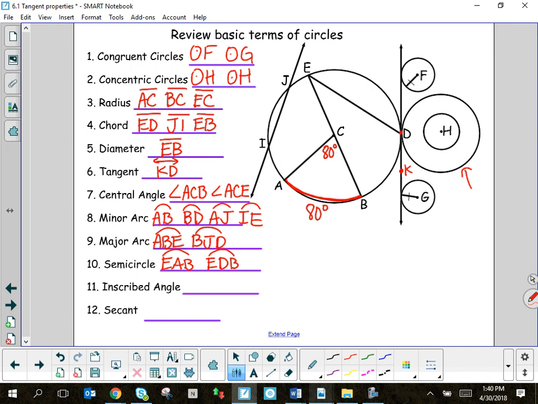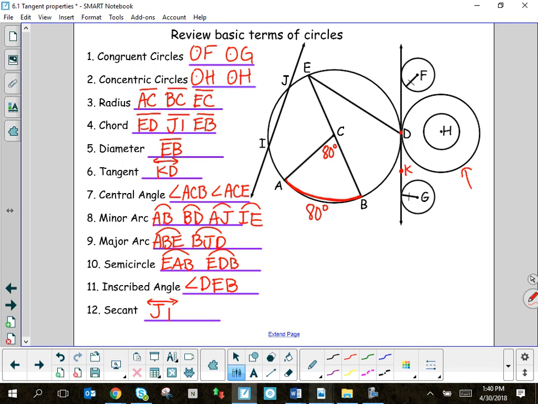Next is an inscribed angle. An inscribed angle, we haven't really touched on this year, and we'll go over it again, but this is when the vertex is on the circle. So in this case, there's only one, and that would be DEB. Angle DEB, that is an inscribed angle. And then lastly, there's a secant, and that would be JI, and that is a line. So you want to make sure you put the line symbol on top of that.